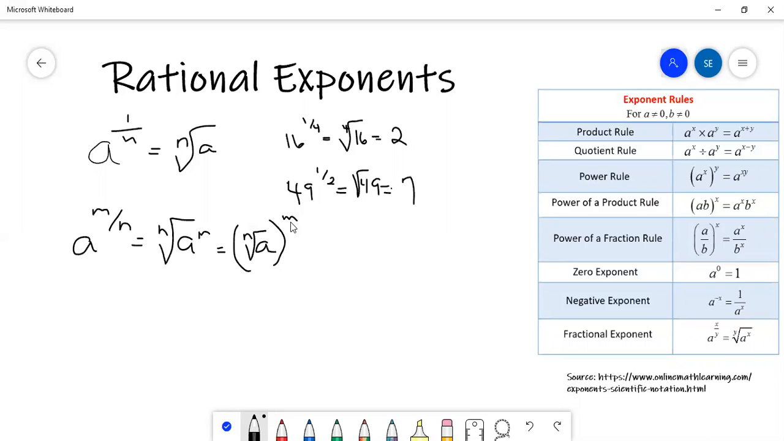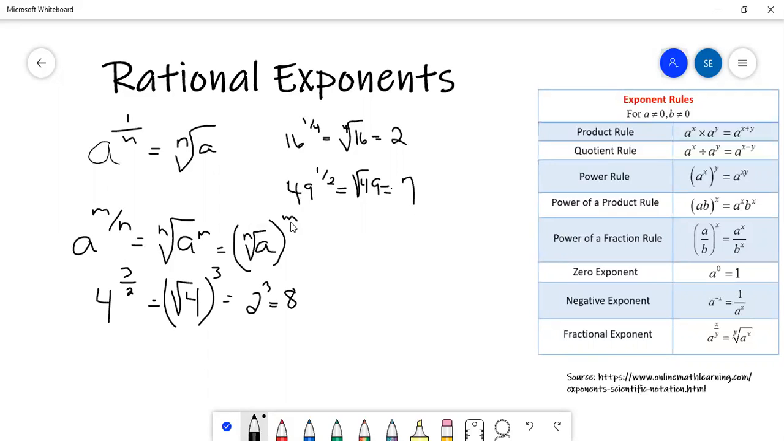An example: we have 4 to the 3/2. We put our fraction out front. So we're taking the square root of 4 and raising this to the 3rd power. So this is 2 to the 3rd, or 8.